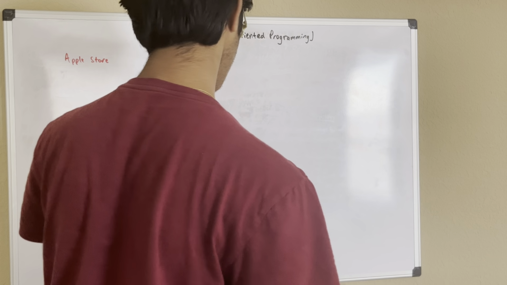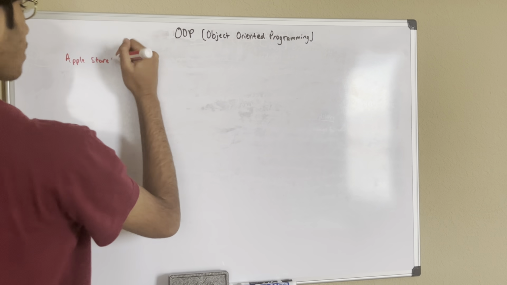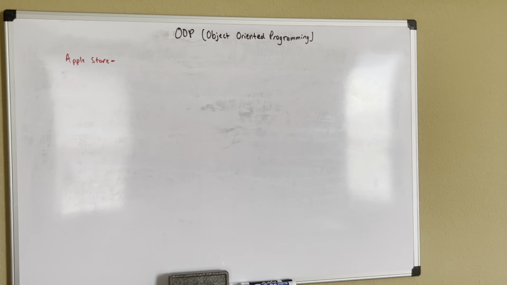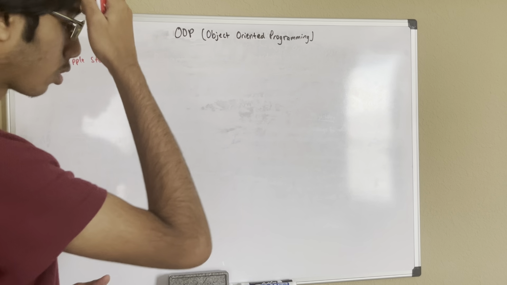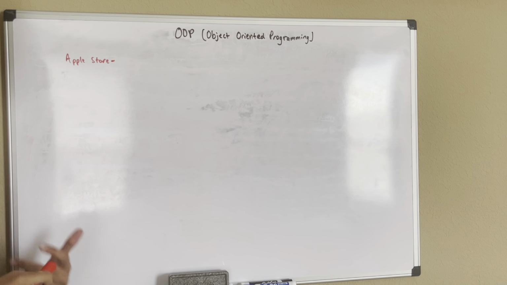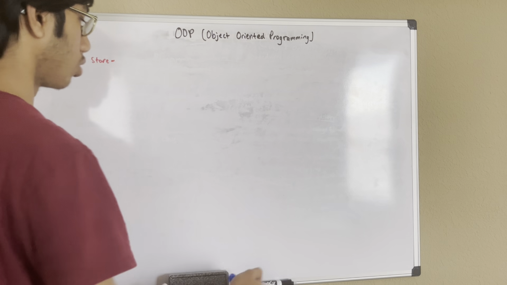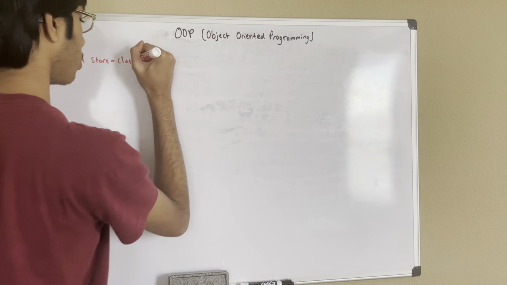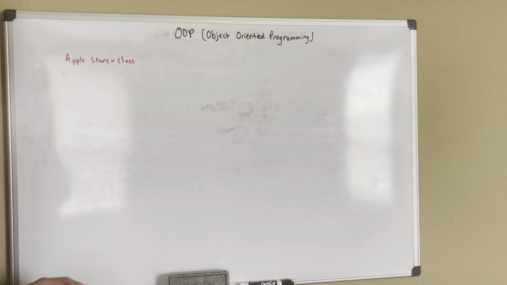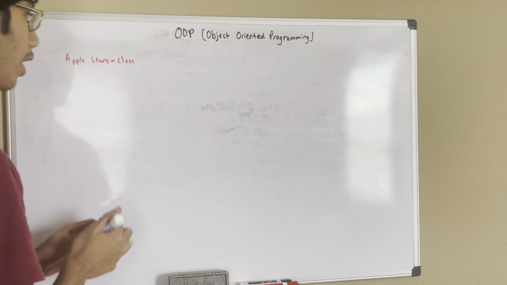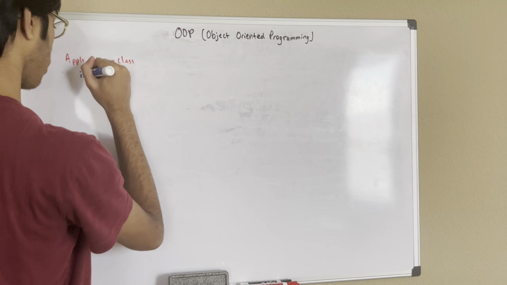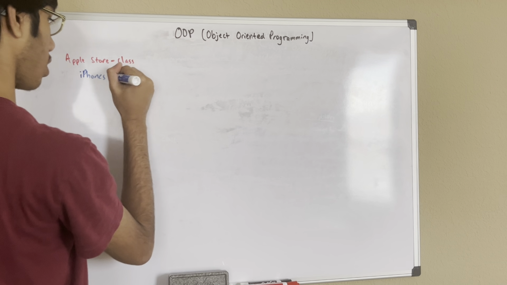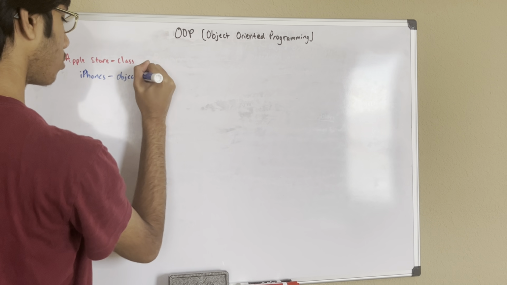So, our class is the Apple Store. Keep in mind that object-oriented programming is just programming in the real world. So, you can basically apply many things to be classes and objects that kind of make sense. So, in object-oriented programming, you are programming in the real world in terms of classes and objects. So, your Apple Store is your class. This is just an example. The Apple Store will contain iPhones, and those are your objects, right?